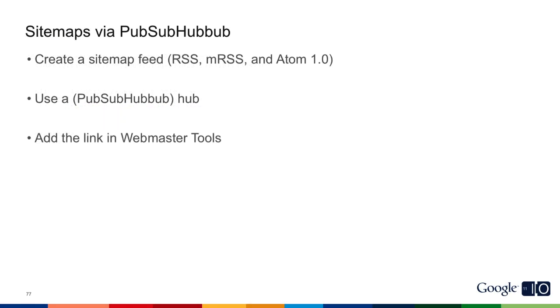So that's pretty much all you need. You create a sitemap feed, and that can be in RSS, MRSS, or Atom. Use a hub, a PubSubHubbub hub, and indicate that in the feed. And then add the link in Webmaster Tools.